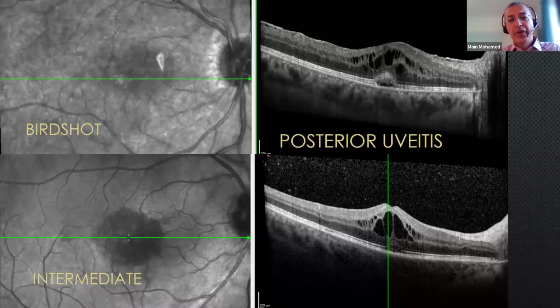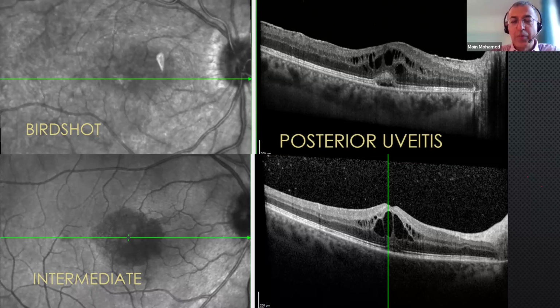So uveitis, we can sort of lump this together with post-operative inflammation. So post-op cystoid macular edema, or Irvine-Gass syndrome, or any of the uveitides, whether it's just acute anterior uveitis or any of the posterior uveitis, whether that's retinal vasculitis or an infective cause of uveitis, or one of these idiopathic intermediate, or some of the rare genetic related things like birdshot, they all seem to end up having a breakdown of the blood retinal barrier.